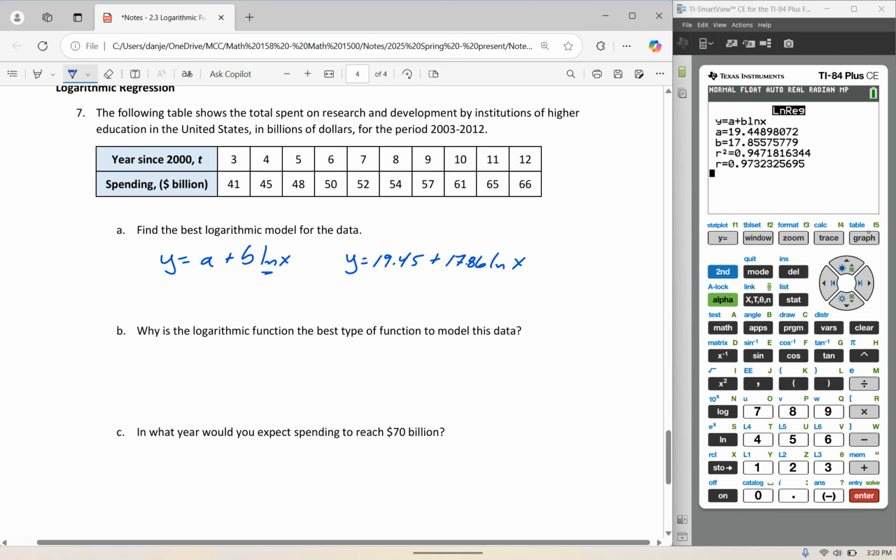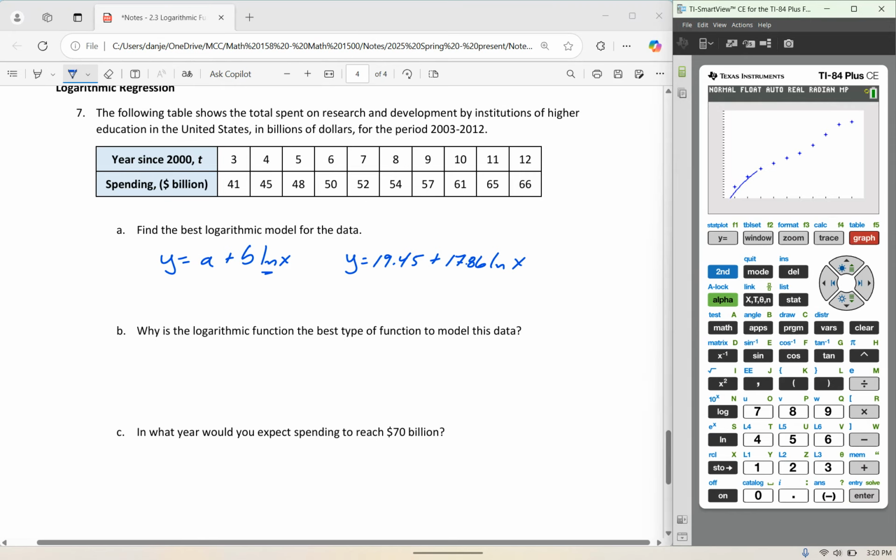Okay. And if I hit graph now, see how that increases, but the rate of increase is slowing. Plus 4, 3, 2, 2, 2, 3, 4, 4, 1. That rate of growth is slowing. The natural log function, logarithmic graph, seems to work. Okay, so that's why the log function is the best type.